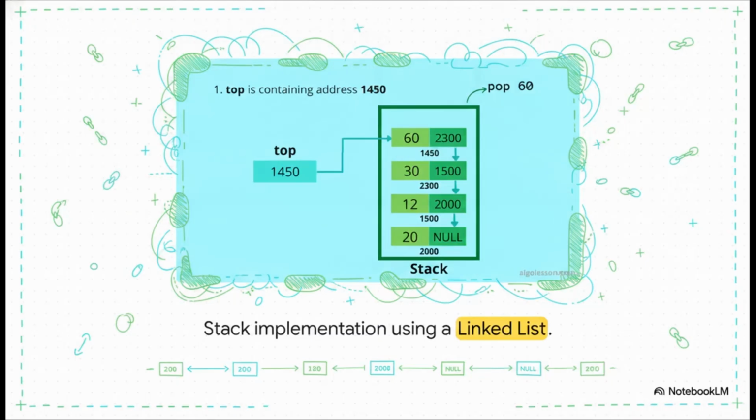But what if you hate being tied down to a fixed capacity? That's where linked lists come in. Here, the stack isn't one rigid block. Instead, it's a chain of totally independent nodes scattered in memory. Our top variable is no longer a simple index. It's a pointer holding the specific memory address of the newest node.